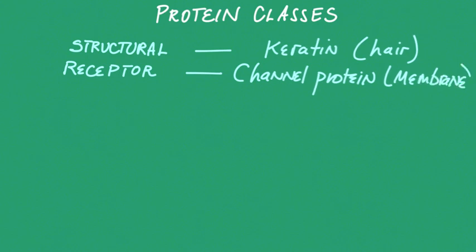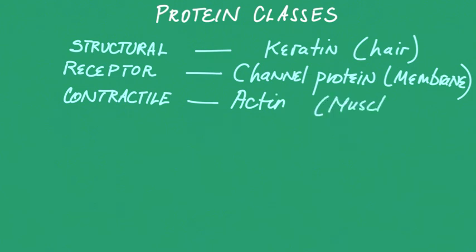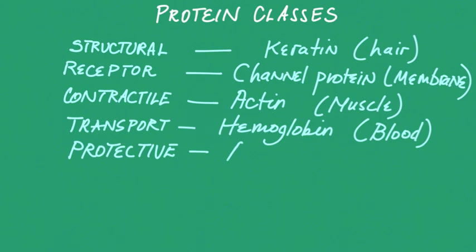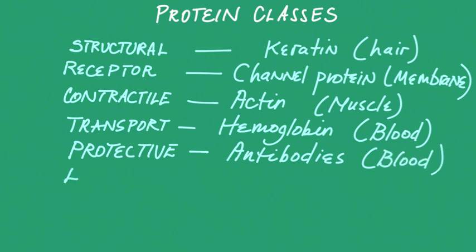The third type of protein are contractile proteins. Their function is to help a cell to contract and relax. This is found in the muscle tissue, and muscle cells have actin, which carries out that function. Transport proteins, as in the case of hemoglobin, transport gases such as oxygen and carbon dioxide in the blood. Protective proteins protect us from infections, as in the case of antibodies. Antibodies are proteins, and they are produced by white blood cells, and they travel around in the blood looking for the infectious agent.